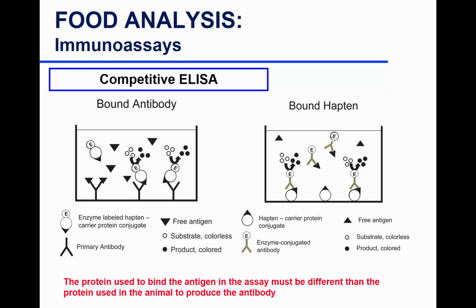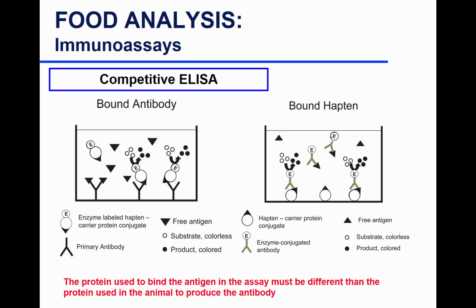Okay? So lower absorption in this case means higher antigen. Higher absorption means lower antigen. So if you have a lot of these antigens in your sample, they will compete and bind, then you'll have less enzyme bound, then less absorption. So that's the bound antibody. You can have bound hapten.